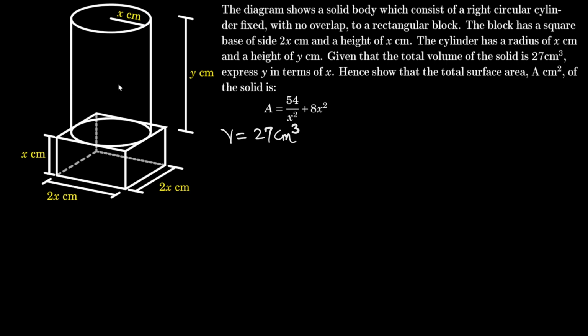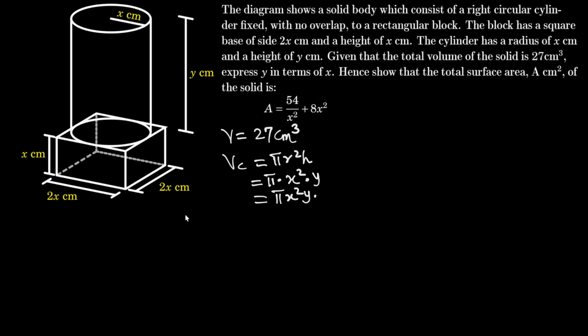So since this is composed of two different solid shapes, we have to calculate the volume of each of the solid shapes. So the volume of the cylinder, I say VC, C for cylinder, is pi multiplied by r squared then h. So this is pi times the radius is x squared, then the height is y. Now in the end, this is pi x squared y.